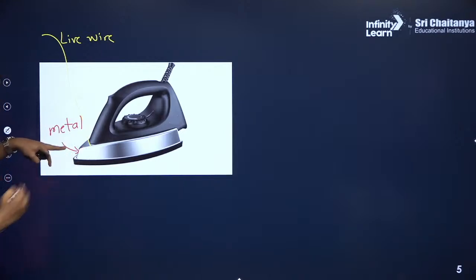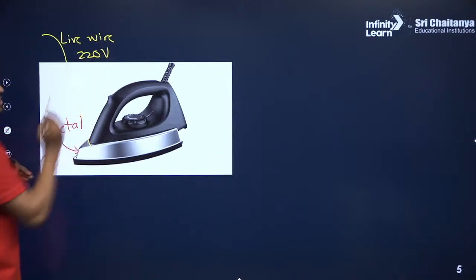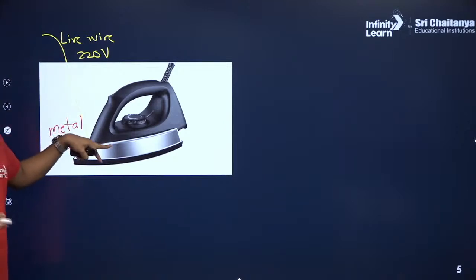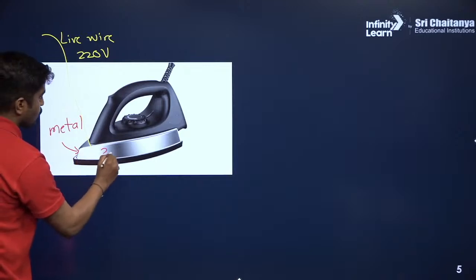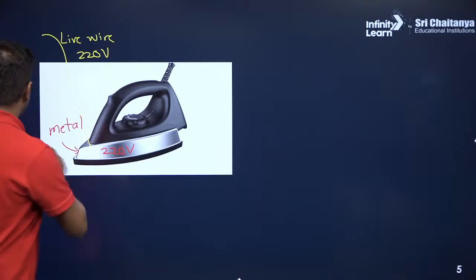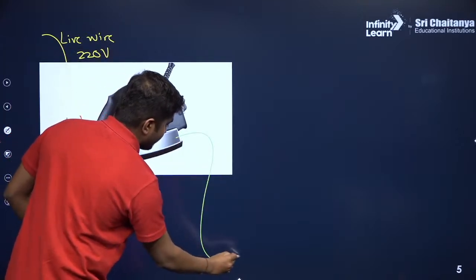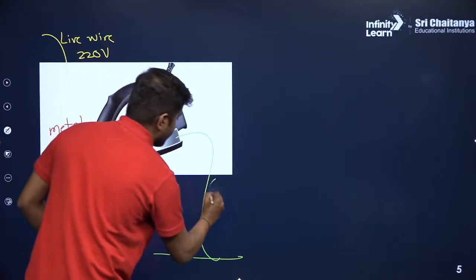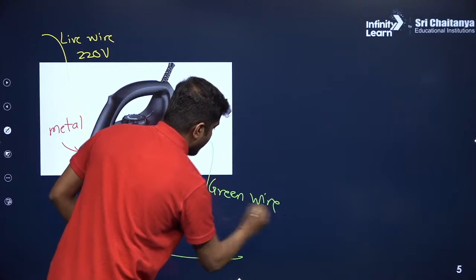Okay, so now, let's say the live wire comes in contact with the metal, so what will happen? This is at 220 volts. So this metallic part will be at 220 volts. So what we do is we connect the green wire, which is nothing but our earth wire.